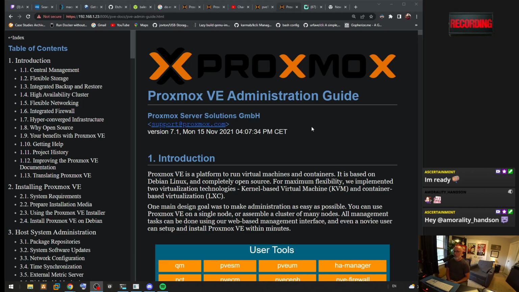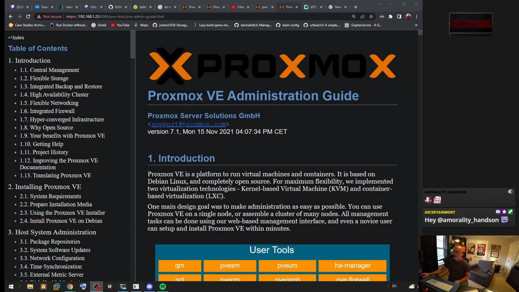Chapter 1, Introduction. Proxmox VE is a platform to run virtual machines and containers. It is based on Debian Linux and completely open source. For maximum flexibility, we implemented two virtualization technologies: kernel-based virtual machine, KVM, which we talked about before, and container-based virtualization, LXC, which is the engine behind Docker and containerd and all the other ones. One main design goal was to make administration as easy as possible.